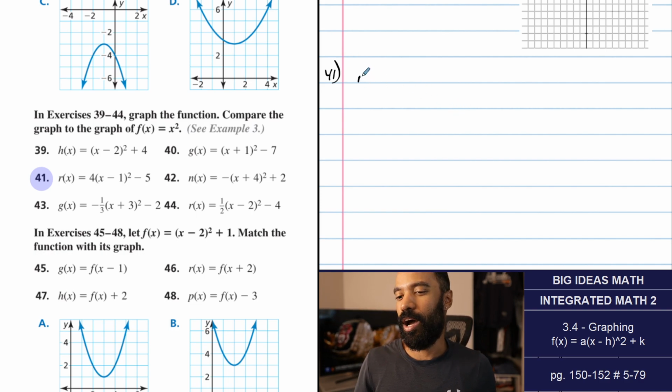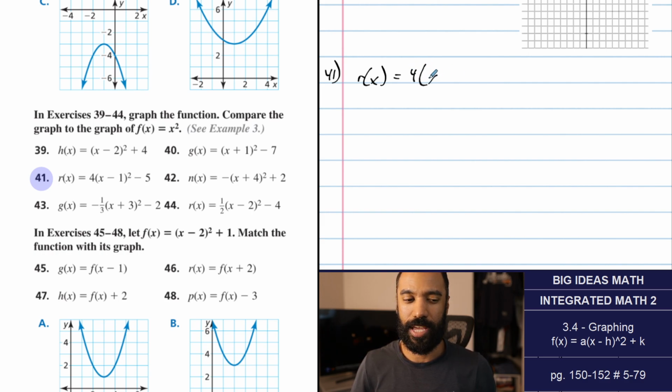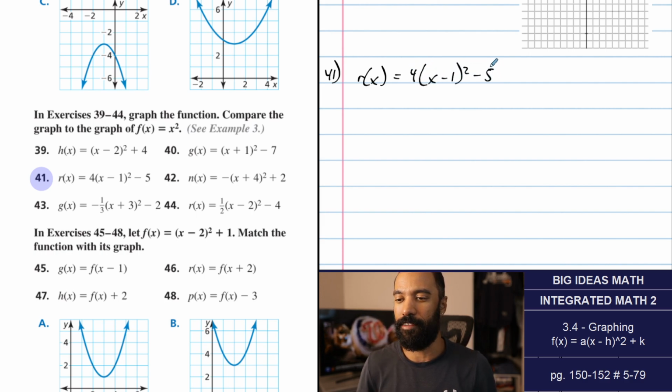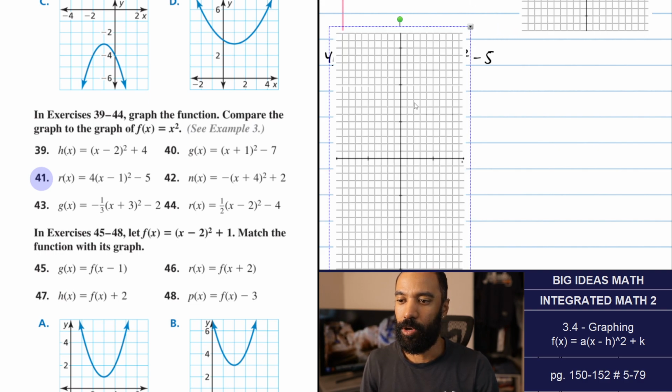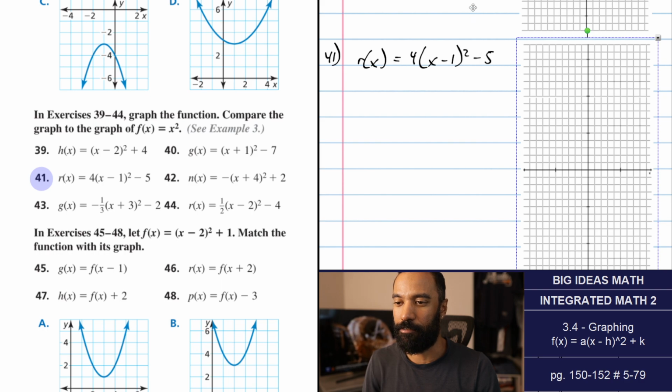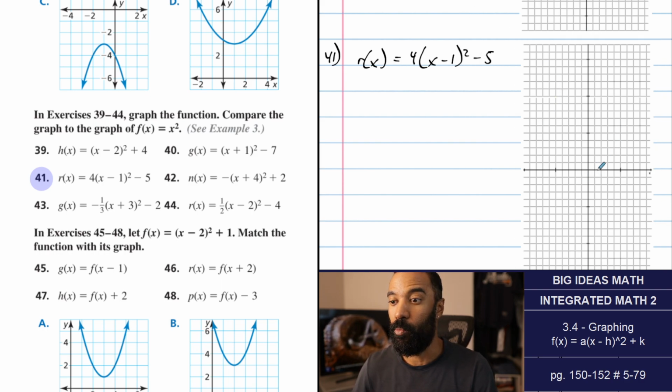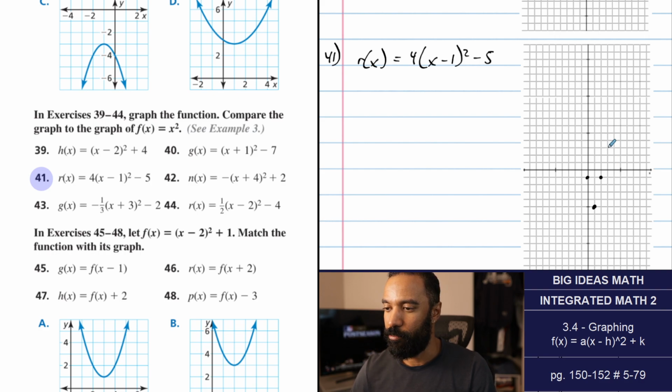Number 41, R of x equals 4 times (x minus 1) quantity squared minus 5. It will vertically stretch, and we're going to account for that. The 1, negative 5 is your vertex. Over 1 up 4 times 1. Over 2 up 4 times 4. Wait, that's not right. Let me count again. 4, 8. I don't know why I can't count this. Oh, maybe that was right.